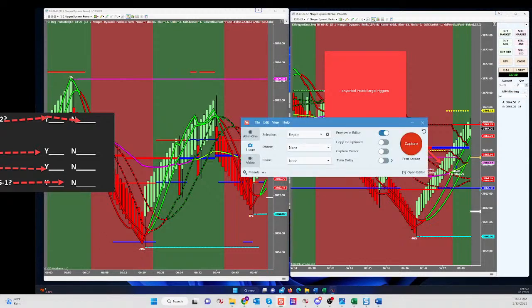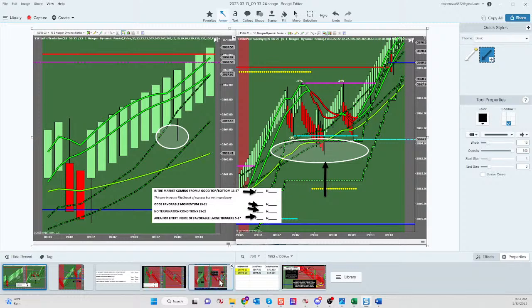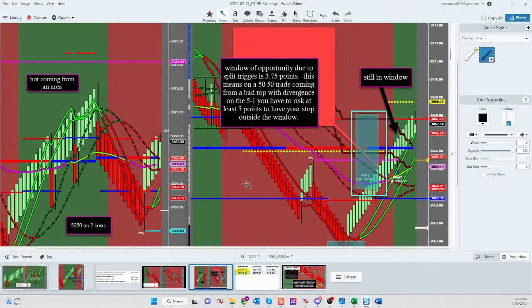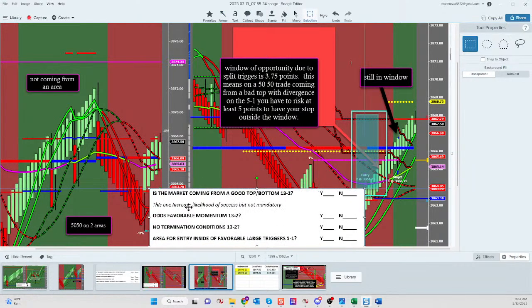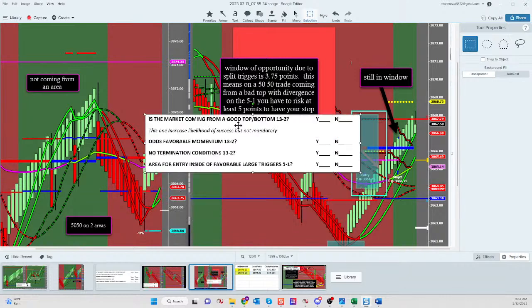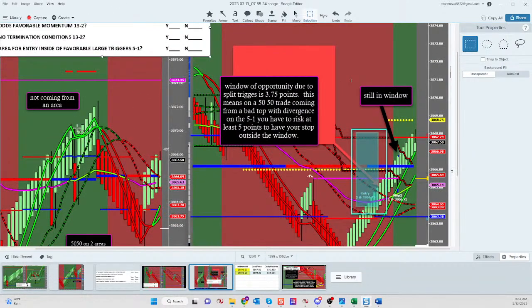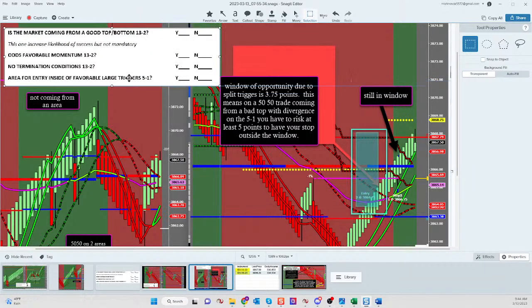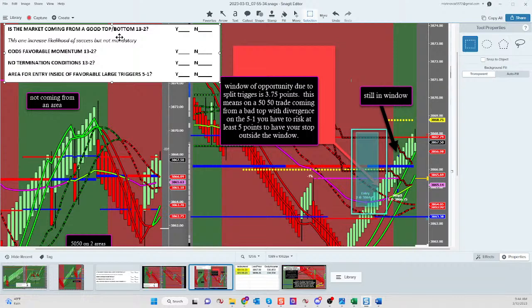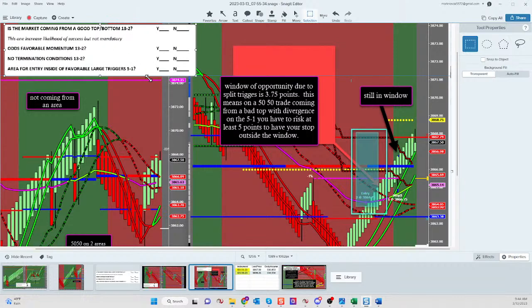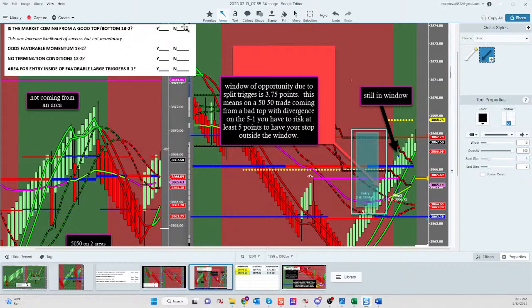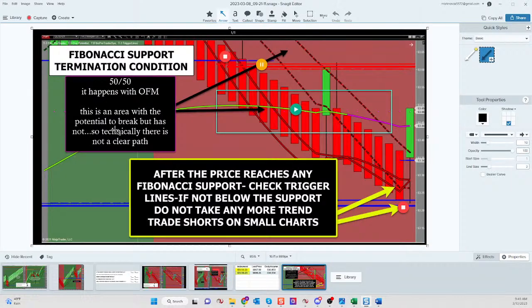Joel, I'm going to pull up, because I actually annotated and gave you a chart for this one since it was pre-market. So if I put the spreadsheet on here, or the checklist, we're not coming from a good area, right? And that's one of the conditions of the checklist. Is the market coming from a good top or bottom, from a termination condition? It's not. And guys, this isn't a deal breaker, right? And Joel, you annotated that. You said it's not. Did we have odds favorable momentum? Absolutely. No termination conditions.